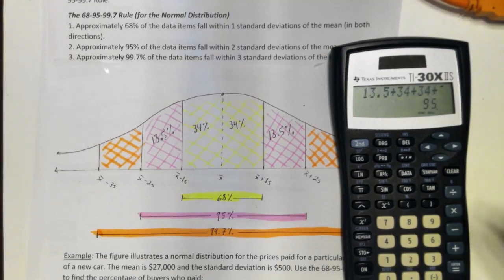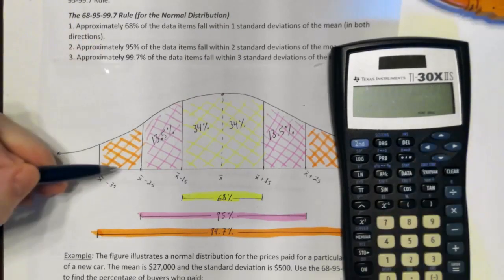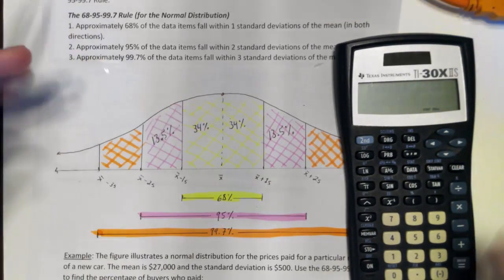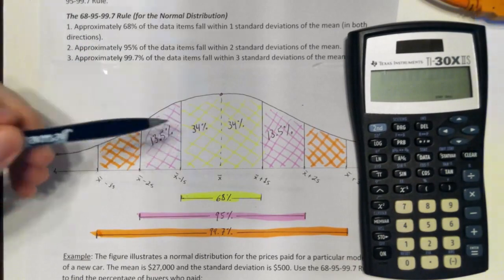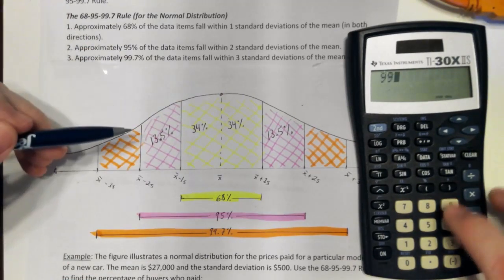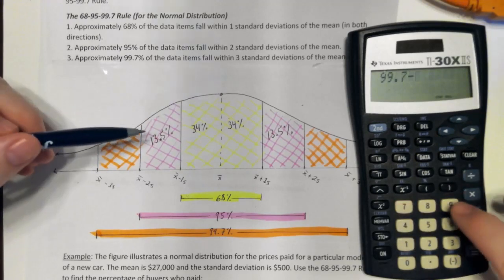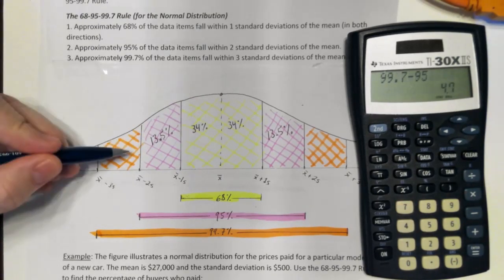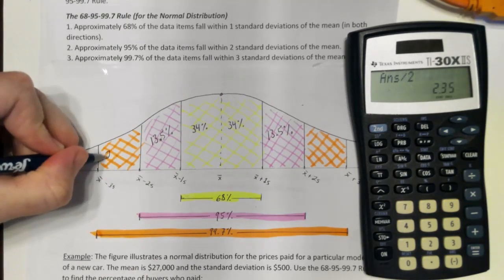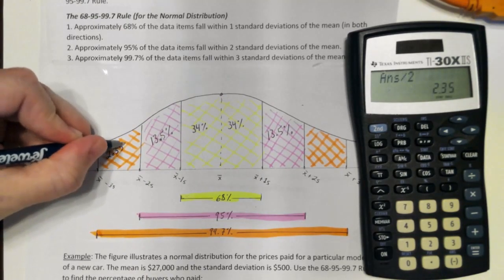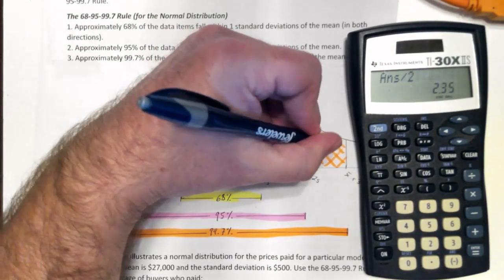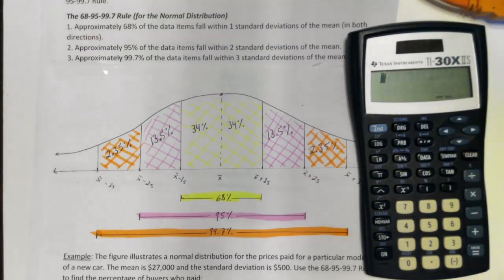Okay. Well, we do the same thing for the next set of regions. We know that from here to here is 99.7. We know that from here to here is 95, so 99.7 minus 95. We have to split that between both, so divide by 2, and you get 2.35% here and 2.35% here.